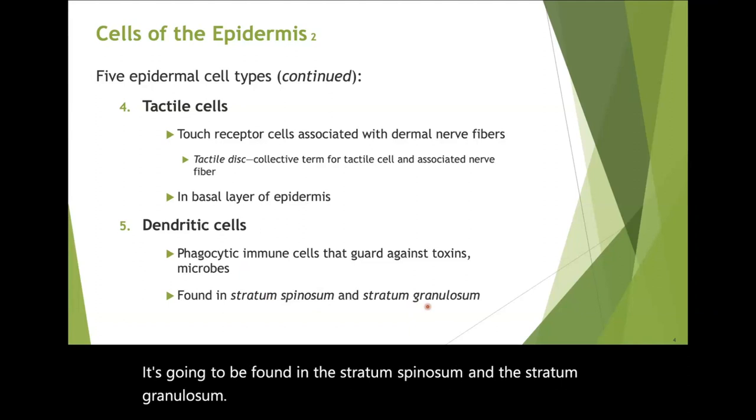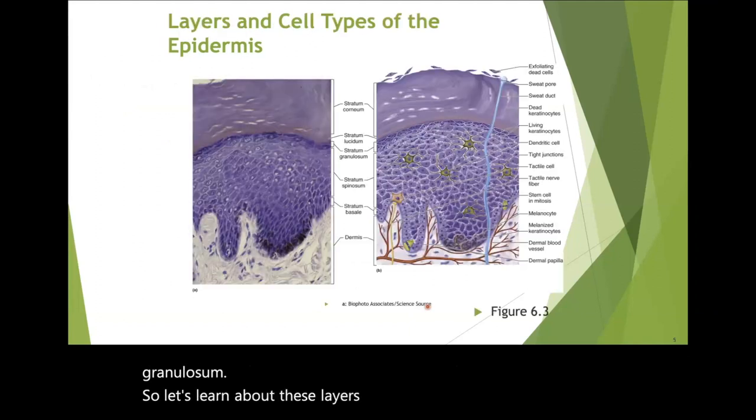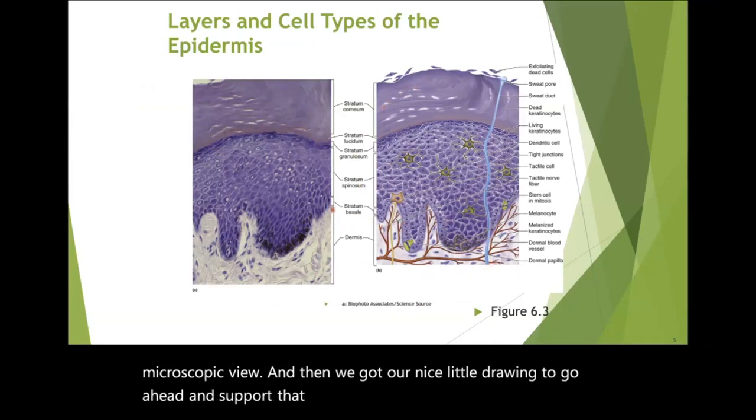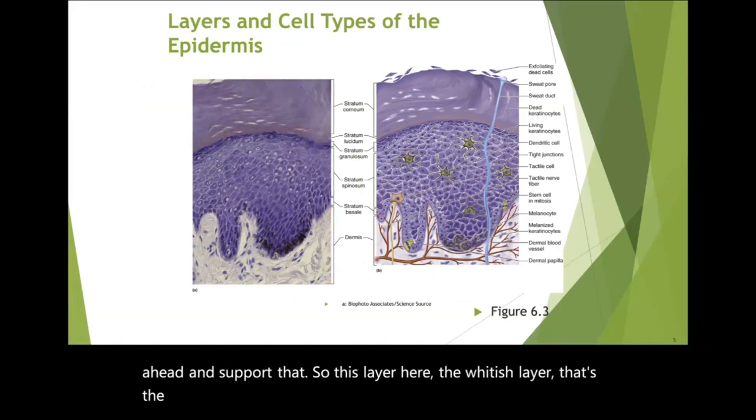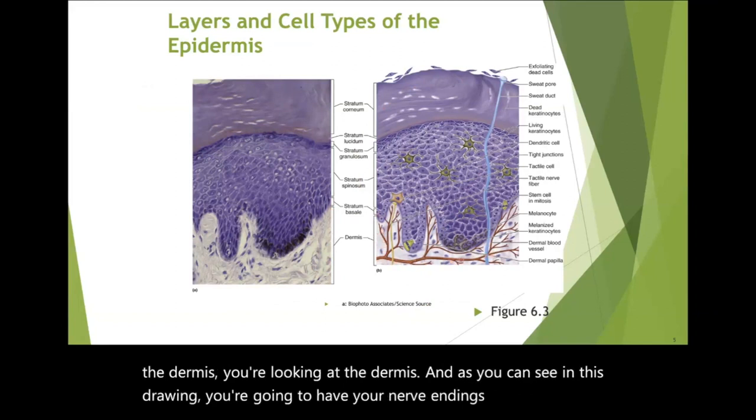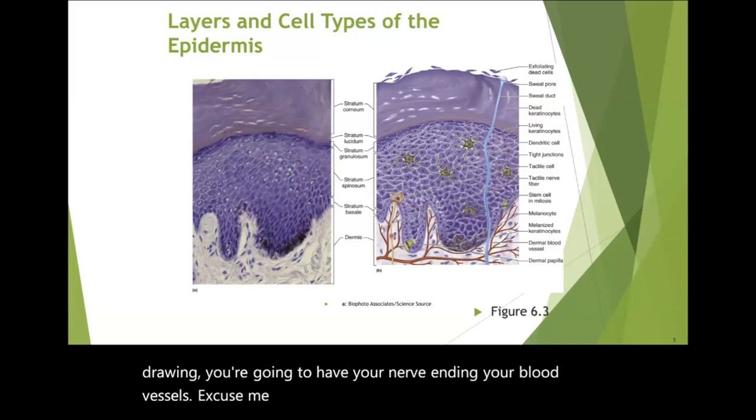So let's learn about these layers. As you look here, here is an actual microscopic view. And then we've got our nice little drawing to support that. This layer here, the whitish layer, that's the dermis. You're looking at the dermis. And as you can see in this drawing, you're going to have your blood vessels, excuse me, your nerve endings.